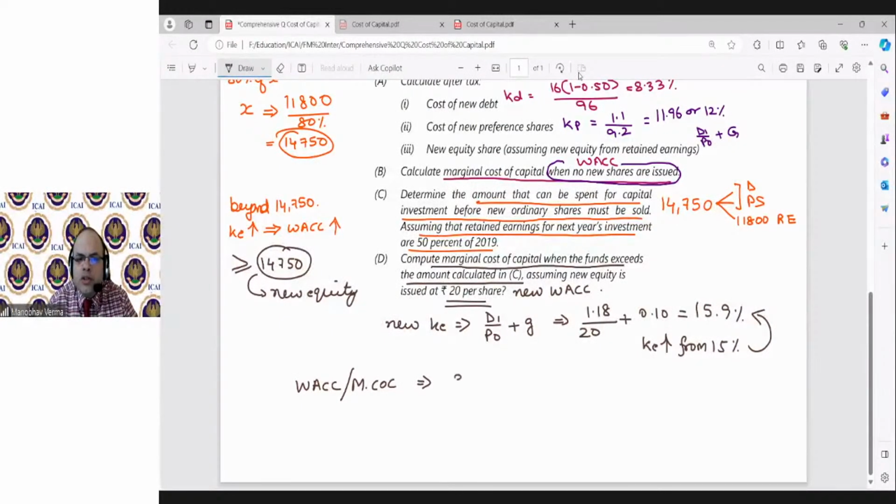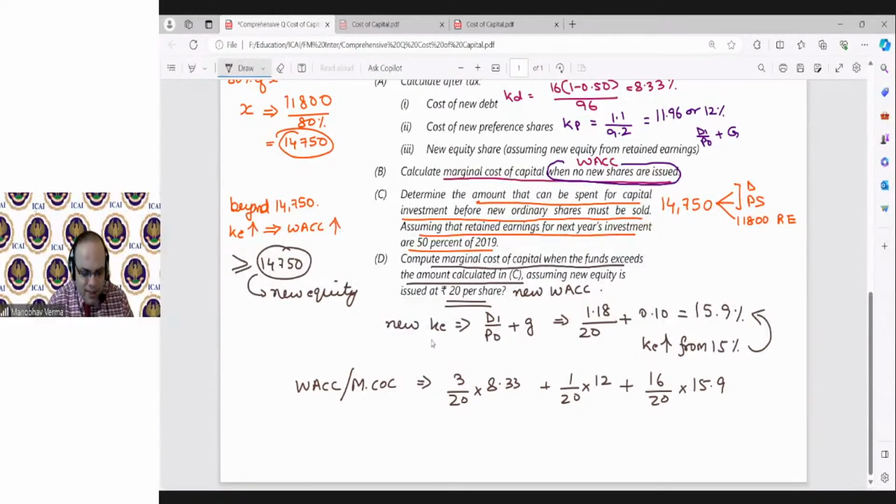It will be 3 by 20 into 8.33 plus 1 by 20 into 12 plus 16 by 20 into 15.9. In the absence of the information, we are not even changing the cost of the preference or debentures. One can argue that there could be a change in them also. What about the new preference? What about the new debt? Mind you, we have already calculated the cost of new debt and new preferences. Refer to question number A. Don't worry.